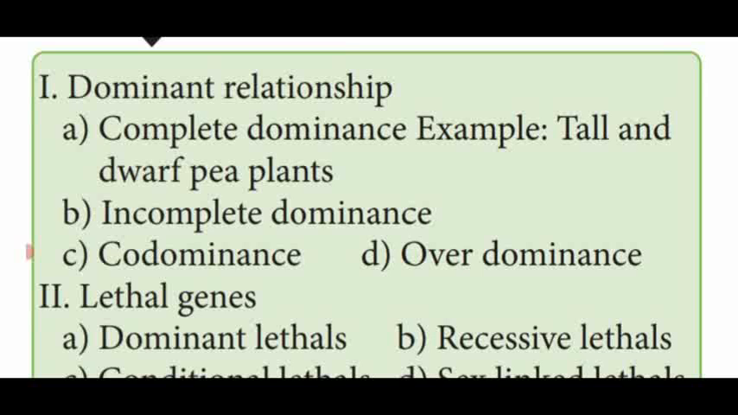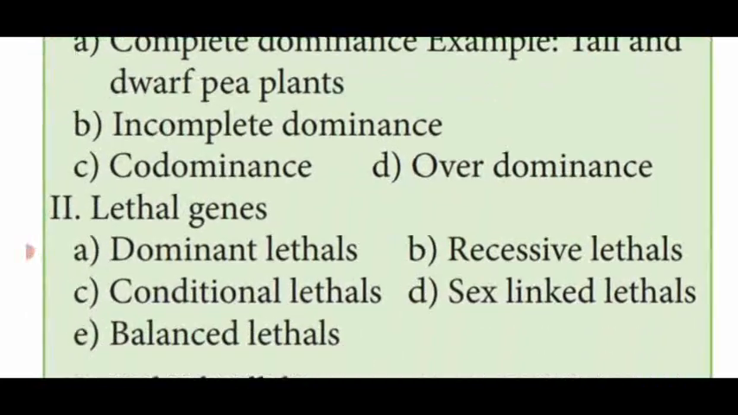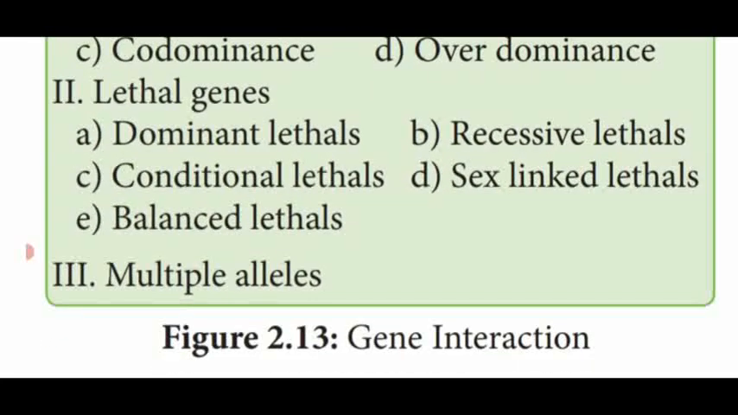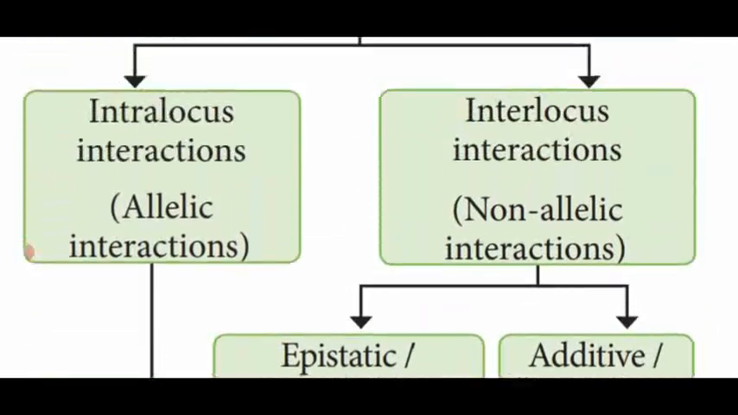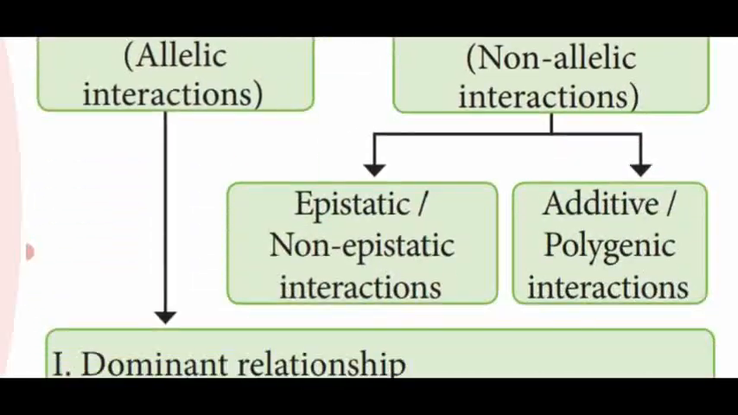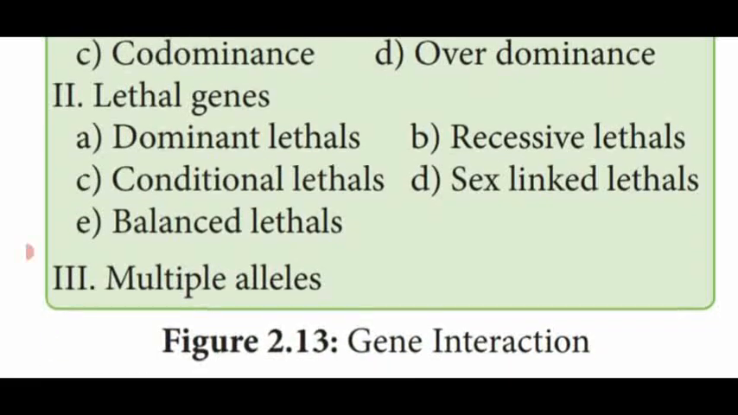That is said to be a lethal gene. This is also divided into different types: dominant lethal, recessive lethal, conditional lethal, sex-linked lethal and balanced lethal. The last one is multiple alleles. So these are all the different types of gene interaction. This is an important 3-mark question.